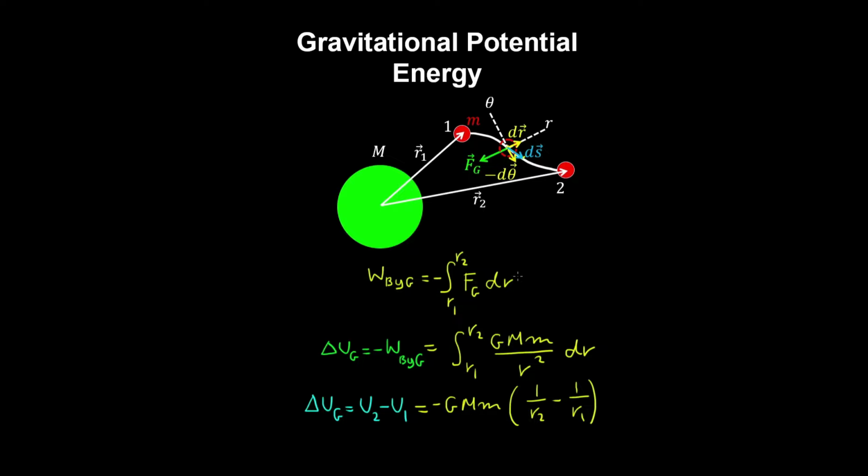So for example, if R2 is greater than R1, then we get a negative result in a bracket, and therefore a positive change in potential energy, as the particle is doing work against the gravitational field to get to that position. And given that the force of gravity is a conservative force, the change in potential energy only depends on the endpoints and not the path the particle takes.